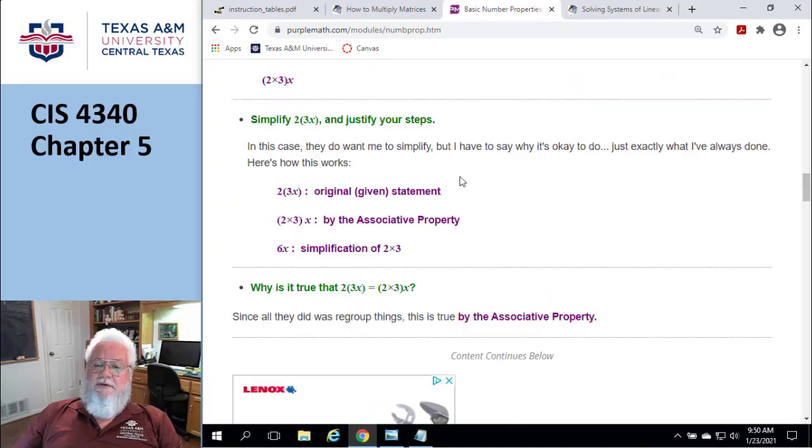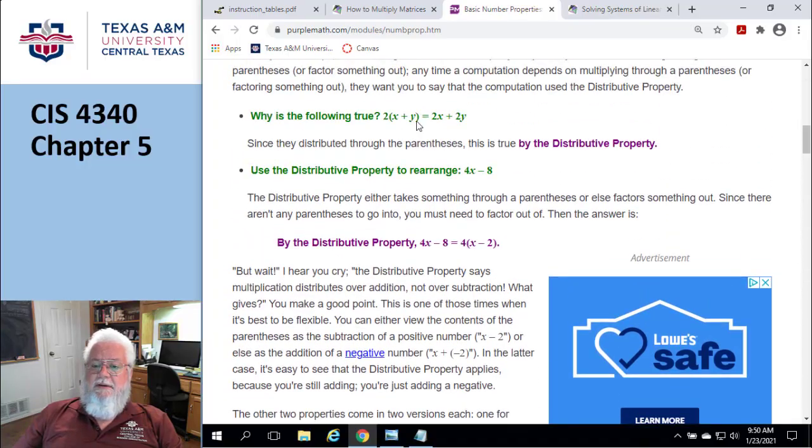We do need the associative property. Man, we need that thing big time, particularly when we're refactoring. Okay, so hopefully that was a trip down memory lane from your early math days.